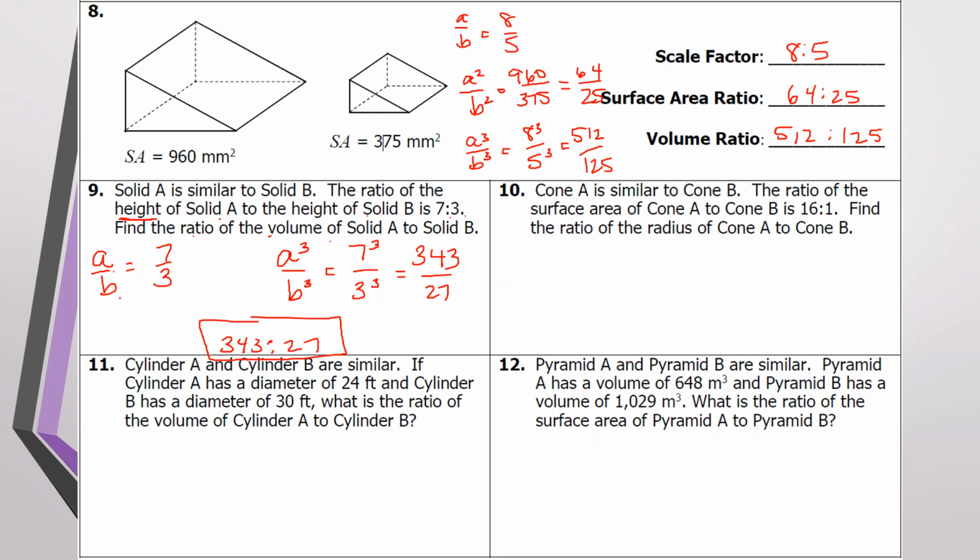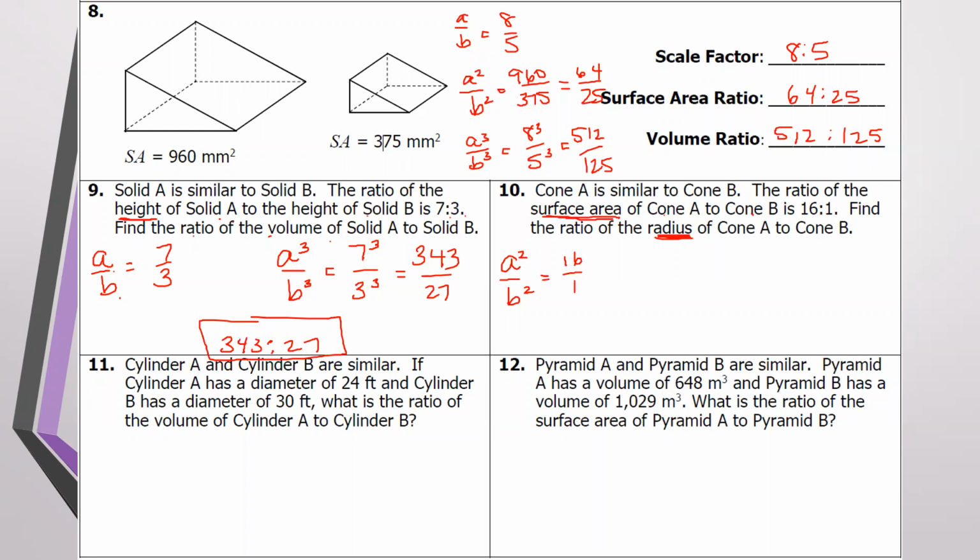Number 10 says that you have cones. Honestly, it doesn't matter what shape they are, as long as they're similar. And it says that cone A is similar to cone B. Great. The ratio of the surface area. Okay, so ratio of a surface area is A squared over B squared. From cone A to cone B is 16 to 1. Find the ratio of the radius.